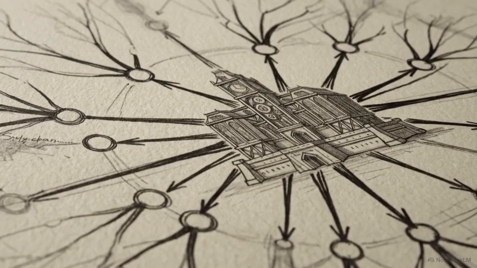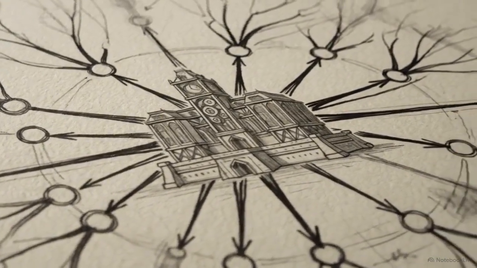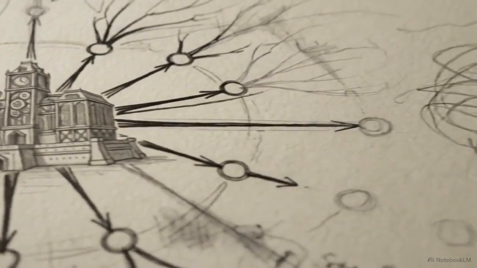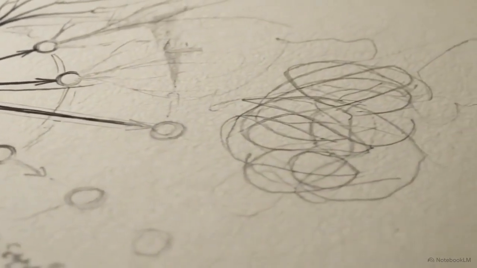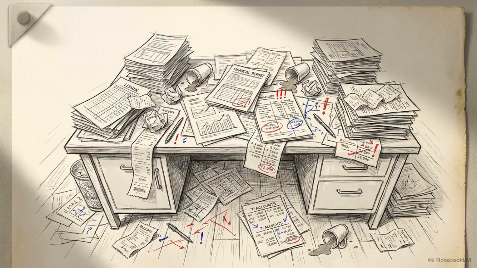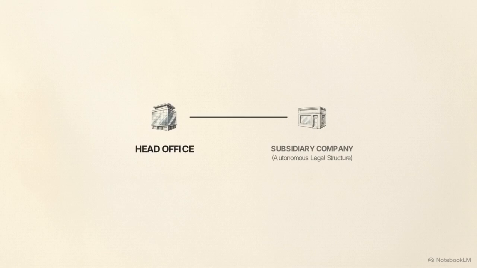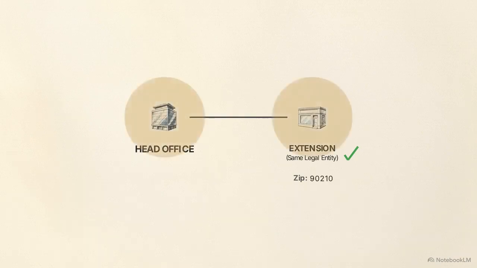When a business expands its physical footprint across a map, it faces an immediate structural threat. The further its operations stretch from headquarters, the faster its central financial oversight completely deteriorates. A branch is not a subsidiary company with its own autonomous legal structure. It is an extension of the exact same corporate entity, just operating in a different postal code.